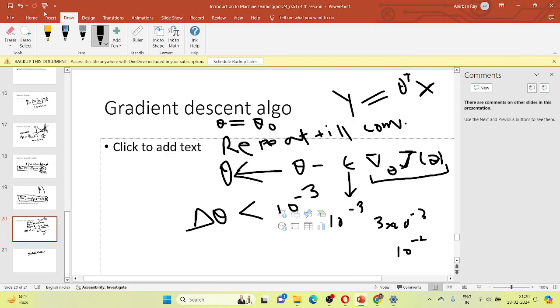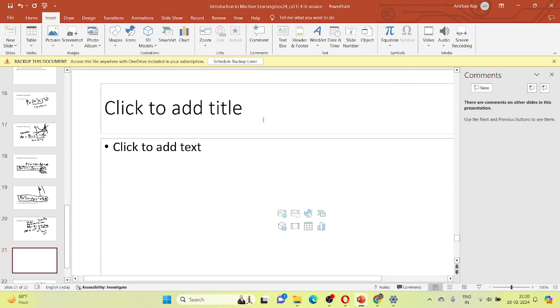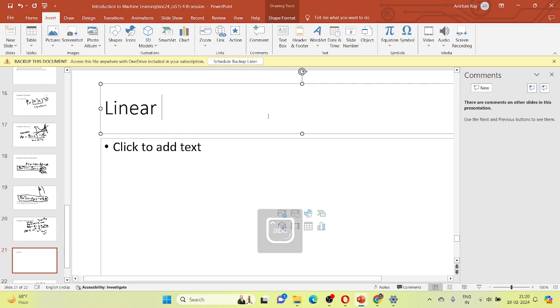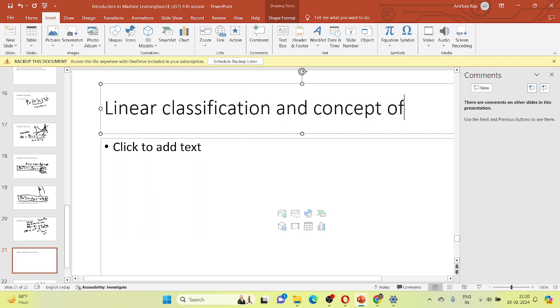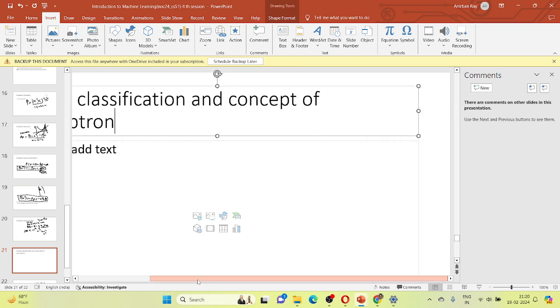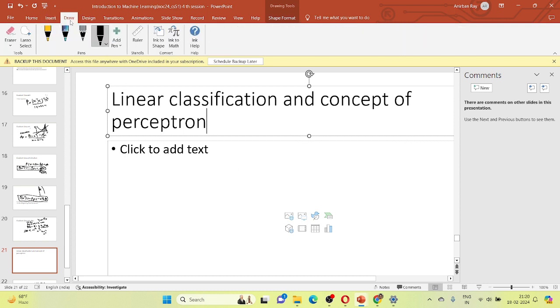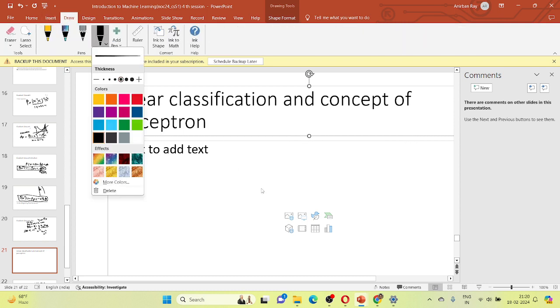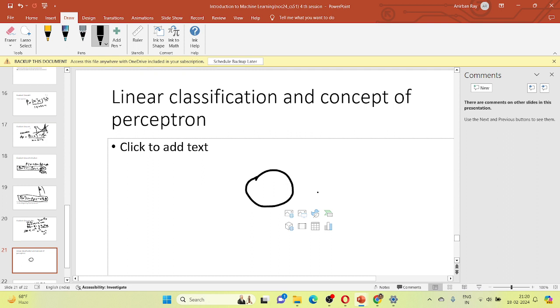Okay, so next we'll go to the linear classification and the concept of perceptron. The perceptron is defined like this. Perceptron is actually nothing but these are the x values coming to this perceptron.